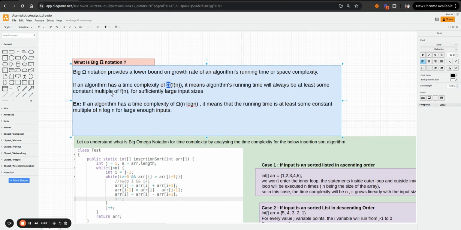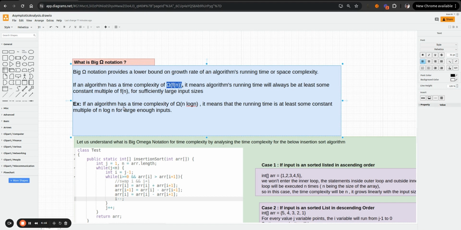Here, this f of n function is the lower bound time complexity function. Suppose we say an algorithm has a time complexity of big omega of f of n. It means that the algorithm's runtime will always be at least a constant multiple of this function f of n for sufficiently large input size. Sufficiently large input size means sizes like more than a thousand, or sizes which are approaching infinity as well. This is how we represent big omega notation.